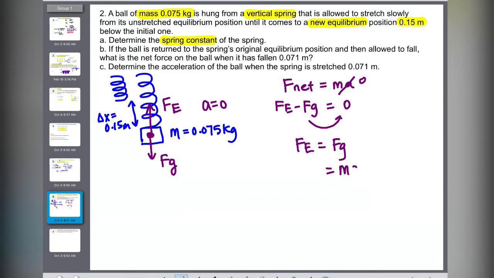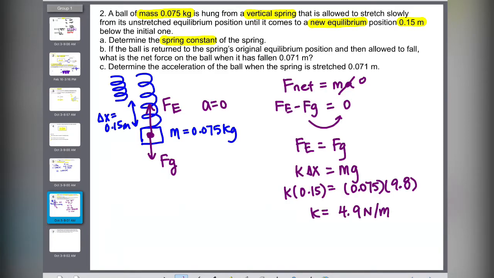And to solve for Fg, we know that the equation for that is m times g. And we've learned today that the equation for Fe is k delta x. So now I can just plug in what I know and then solve for my k. So k delta x is 0.15, mass is 0.075, and the g is 9.8. So multiply it out, 0.075 times 9.8, and then I would divide by 0.15 to get an answer of 4.9 Newton per meters.